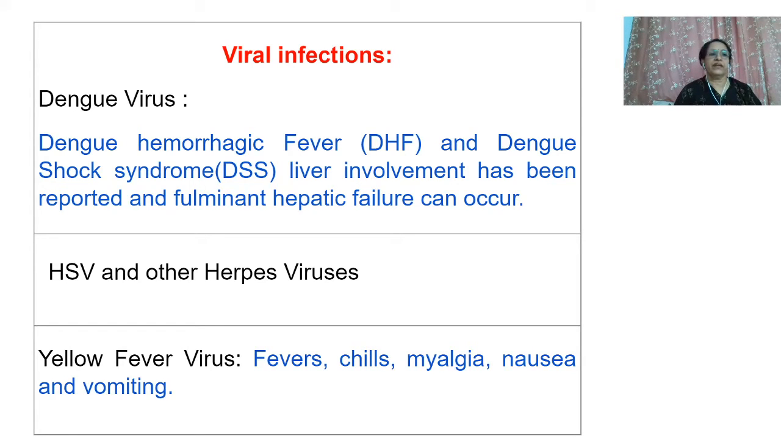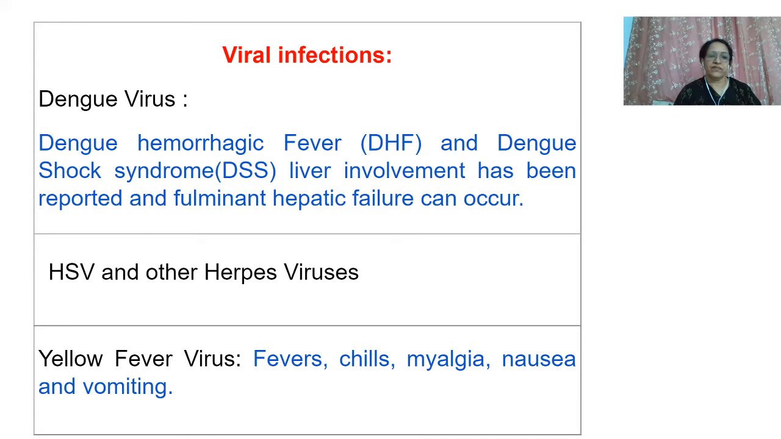Viruses, when they infect the liver, the conditions are more severe if you compare them with other types of infections. Now first we'll see dengue viruses. There are two types of dengue viral infections, dengue hemorrhagic fever (DHF) and dengue shock syndrome (DSS). There is liver involvement, and fulminant hepatic failure can occur because of this dengue virus, which is an arbovirus. Then various types of herpes simplex viruses also cause infection of the liver.